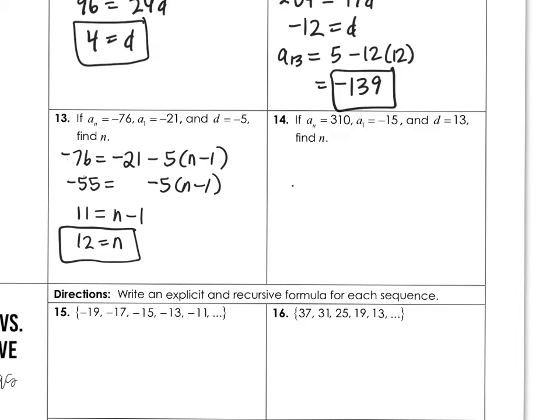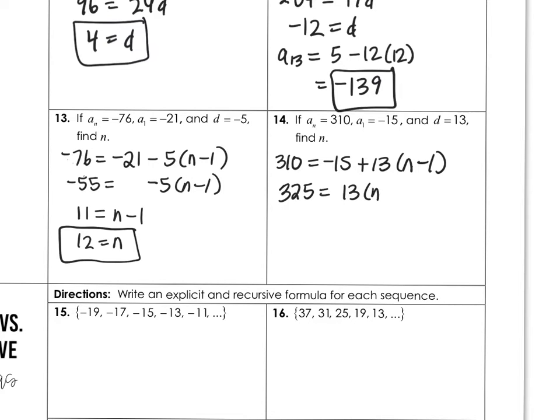Okay, and the next one, the nth term is 310. First term is negative 15. D is 13. Find n. Okay, same basic concept here. 310 would be equal to negative 15 plus 13 times n minus 1. So add 15 first. That gives me 325.